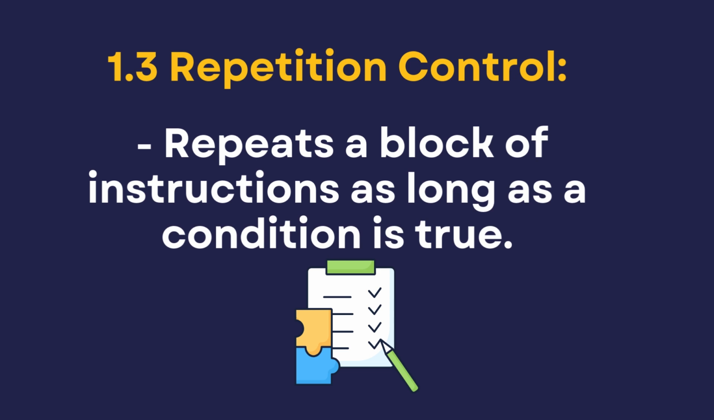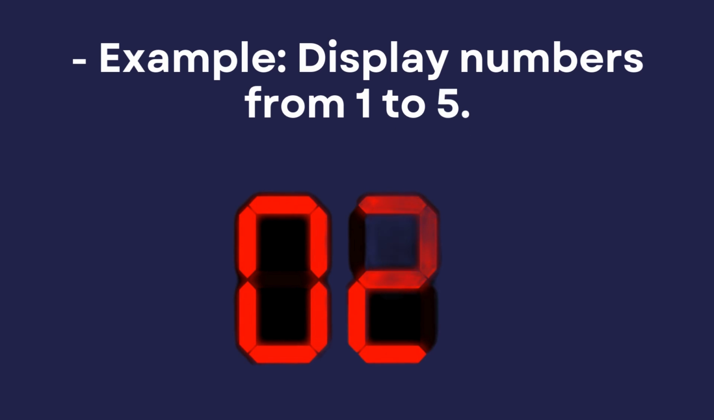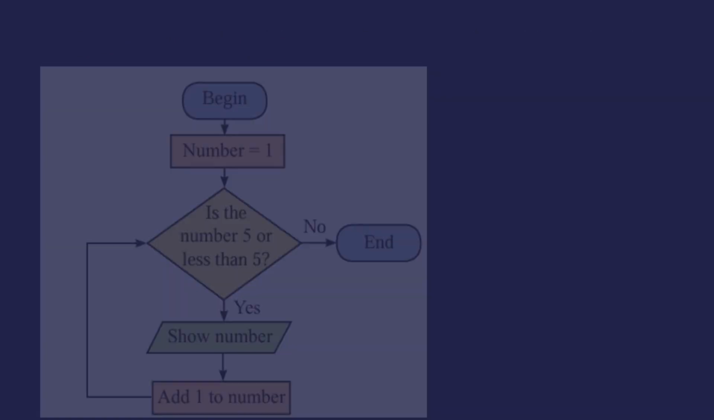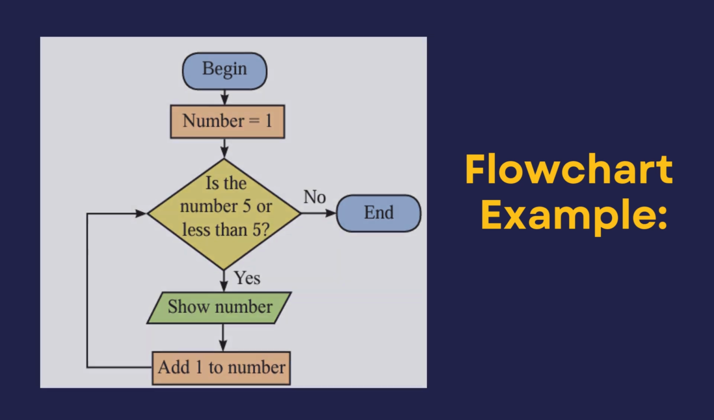Point 3. Repetition control repeats a block of instructions as long as a condition is true. Example, display numbers from 1 to 5. Flowchart example: start, set number to 1. If number is less than or equal to 5, display it, increment number, repeat until condition fails, end.